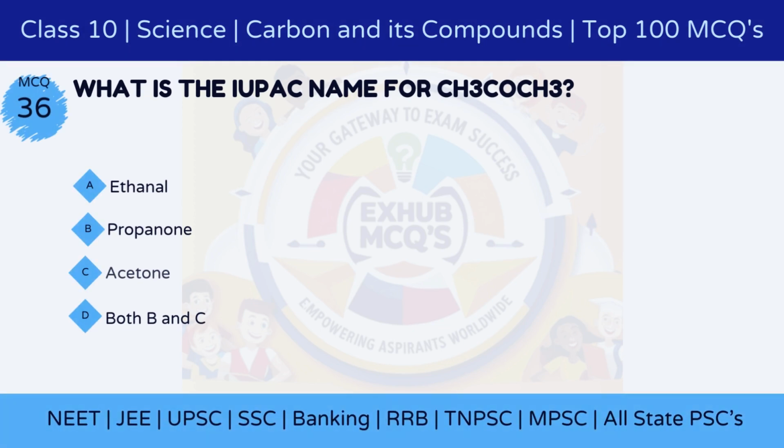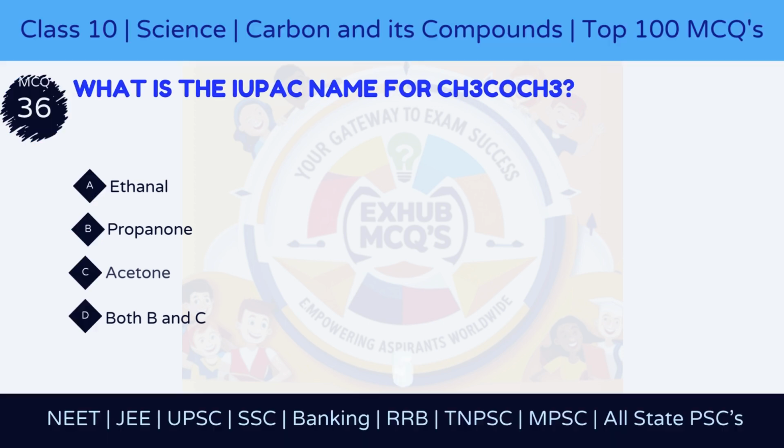MCQ 36. What is the IUPAC name for CH3COCH3? Option A, ethanone. Option B, propanone. Option C, acetone. Option D, both B and C.